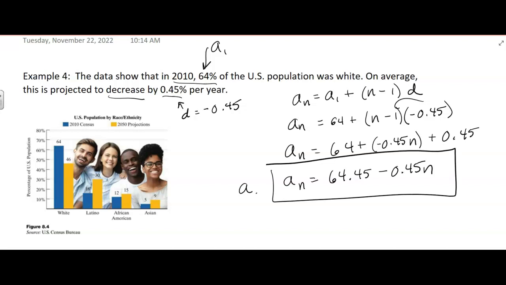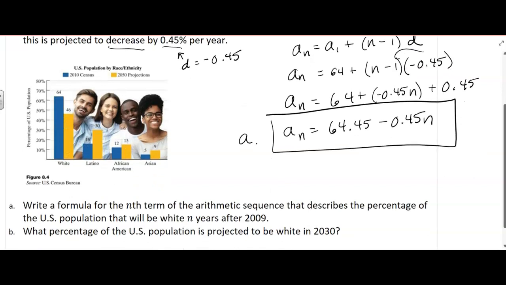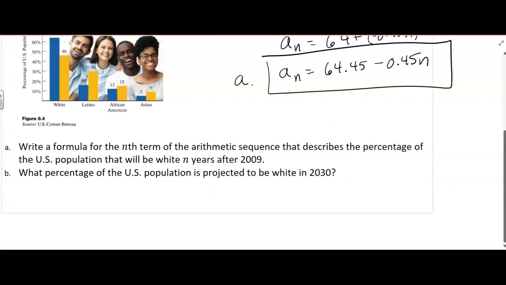Now you can say, okay, whatever year we want to predict after 2010, what the percentage of white people in the population will be. All right, what percentage of the US population is projected to be white in 2030?